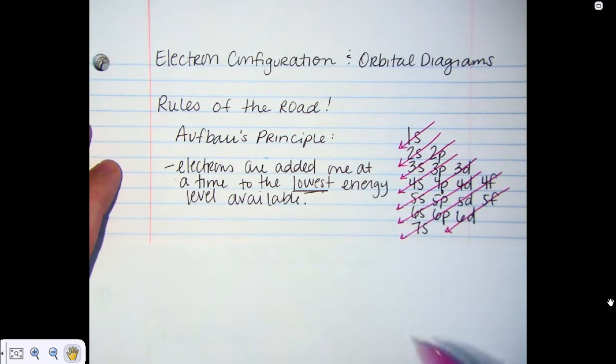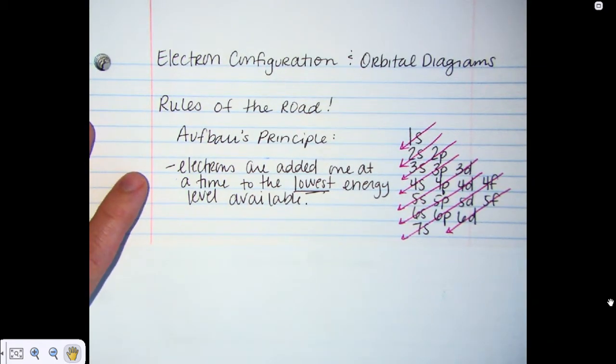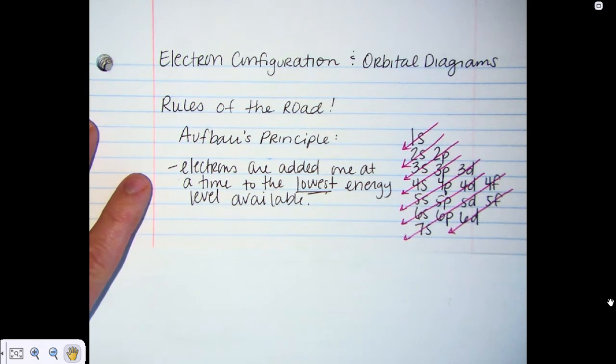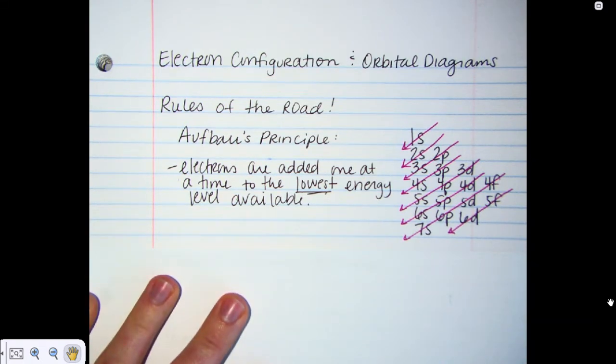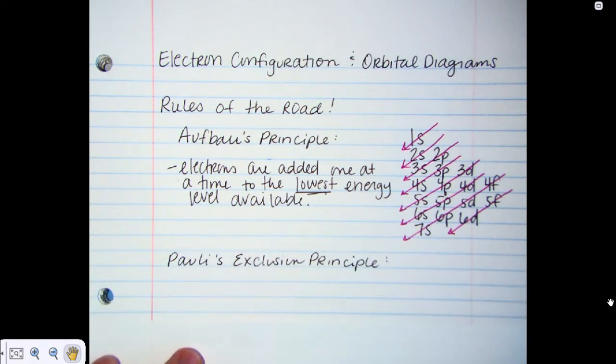Now, the order in which the electrons are removed is slightly different. We will cover that when we start talking about ions, but right now we're talking about filling. All right, so Aufbau's principle: you fill the lowest energy first before you move on. Okay, pretty straightforward. The second principle we're going to look at is Pauli's exclusion principle.